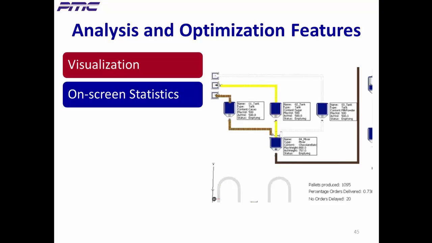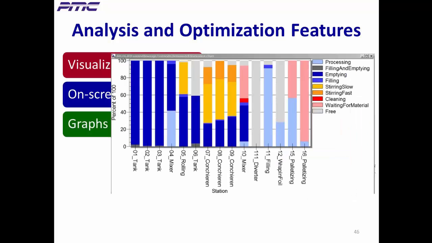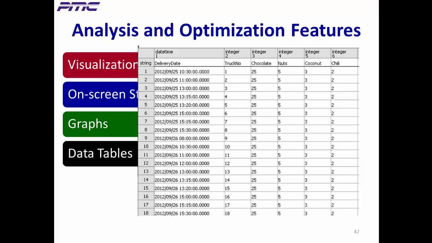On-screen statistics can include overall data like total pallets produced and number of orders delayed, as well as detailed statistics for individual objects like the contents and status of a tank and its maximum capacity and current capacity. Time and state graphs are a great way to pinpoint problem areas, for example, a station waiting for material too long. Data tables like truck orders for a storage object let you see the details for each delivery, like the exact date and time.